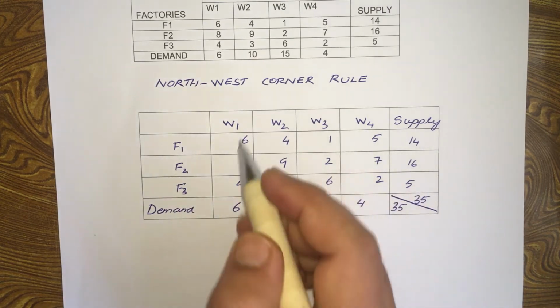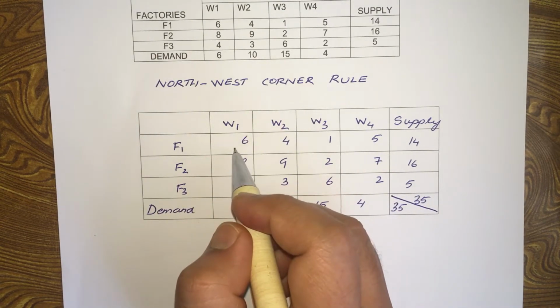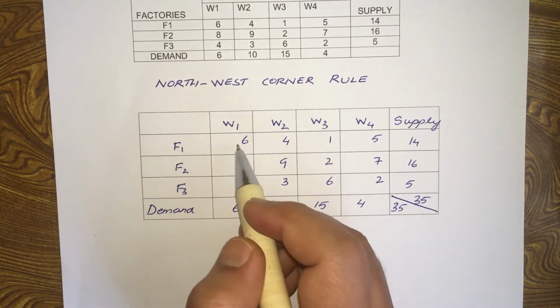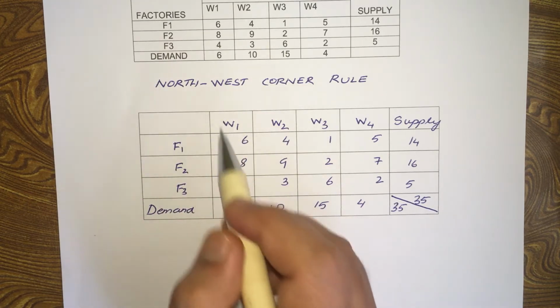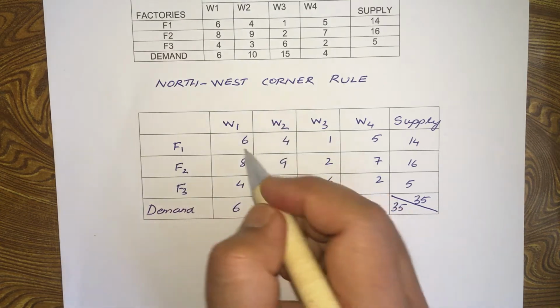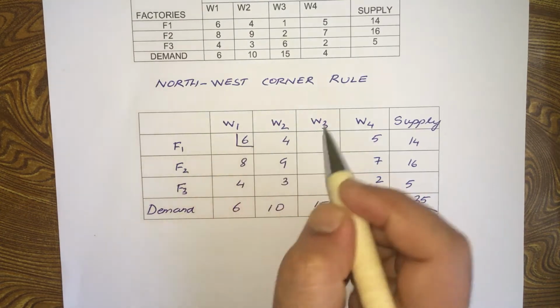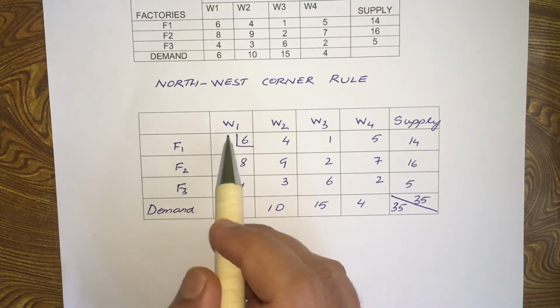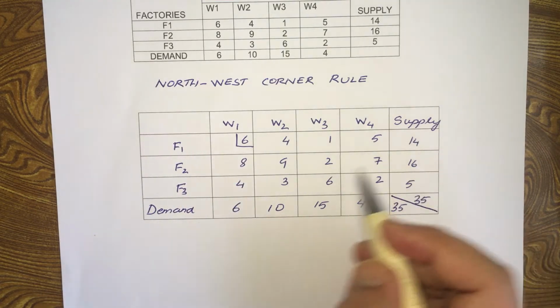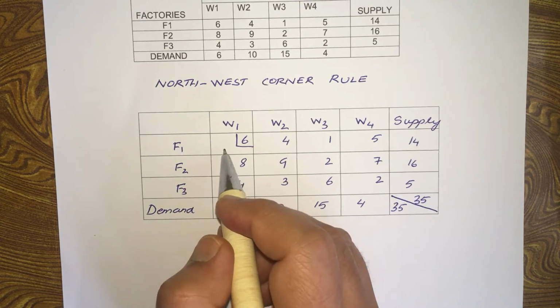Okay, so we first start, just like the name of the method, northwest corner rule. The rule here is we always start with the cell in the northwest. So this is your extreme northwest cell, F1 W1. So you allocate first in this cell.